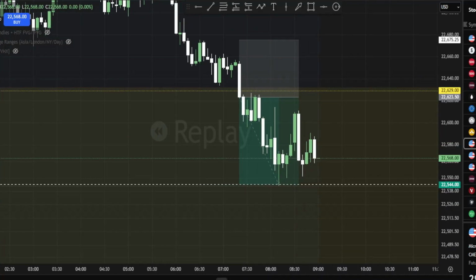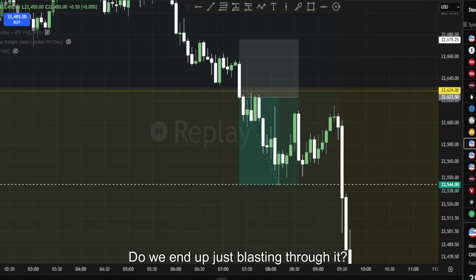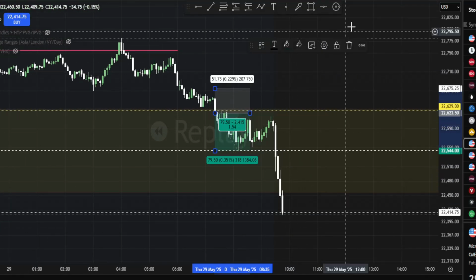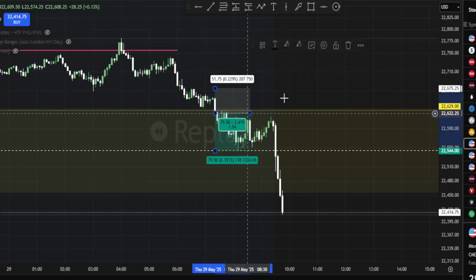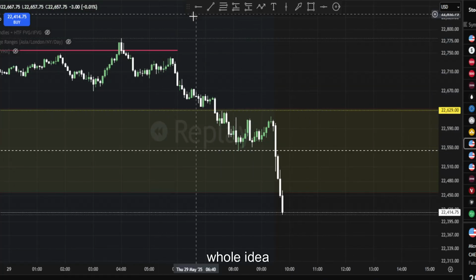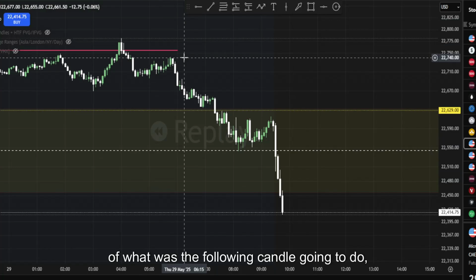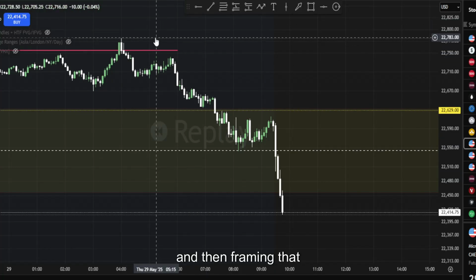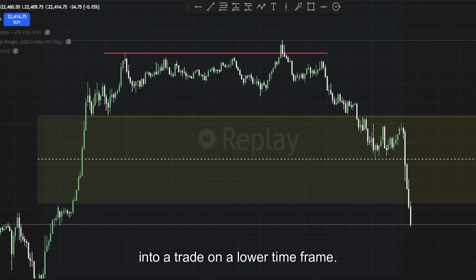And there you go. Do we end up just blasting through it? Yeah, we do. And you just keep going. So that is ultimately how you would use this whole idea of what the following candle was going to do, and then framing that trade on a lower time frame.